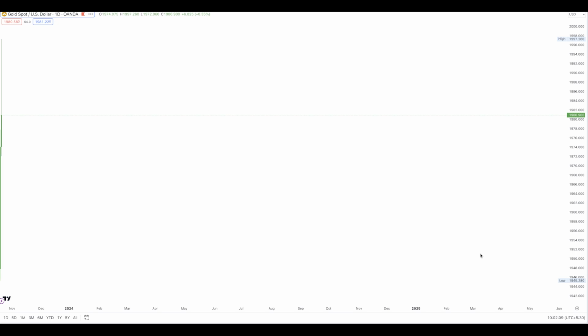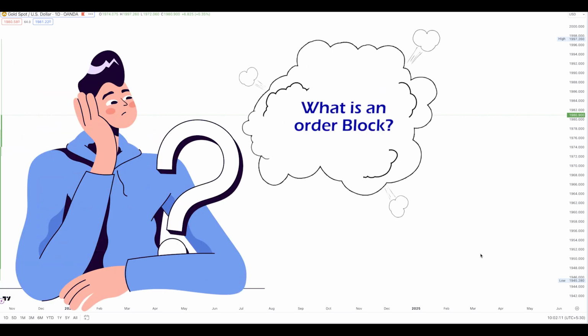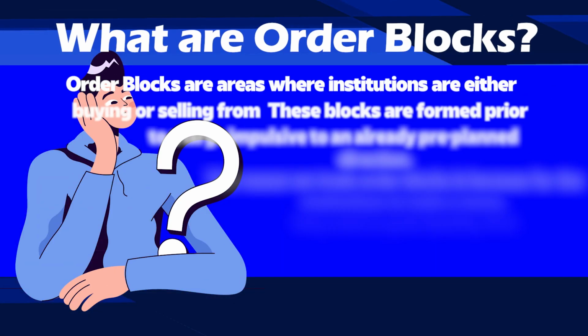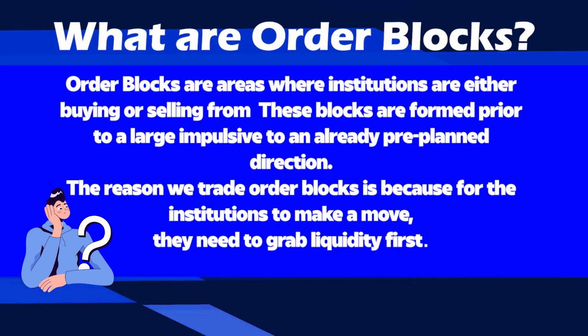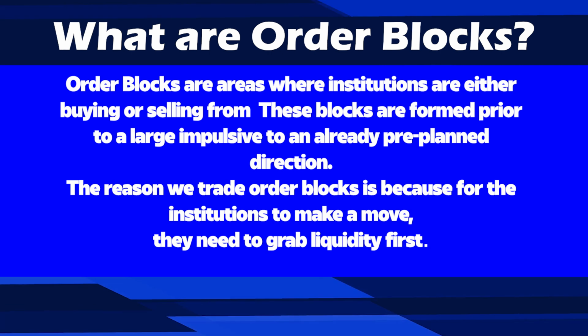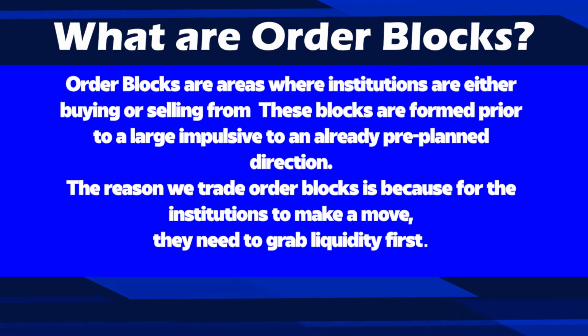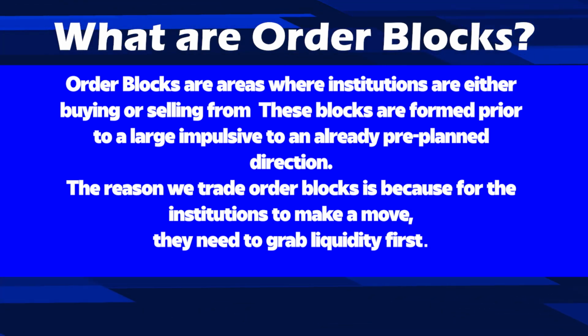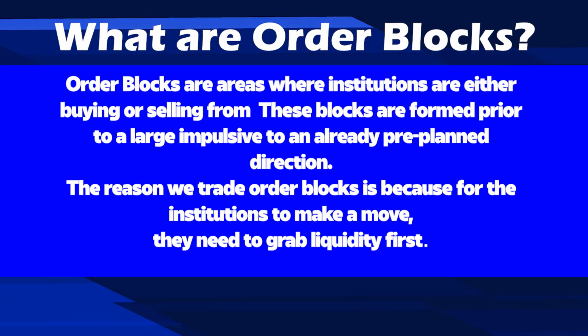One may ask, what is an order block? Order blocks are areas where institutions are either buying or selling from. These blocks are formed prior to a large impulsive move to an already pre-planned direction.